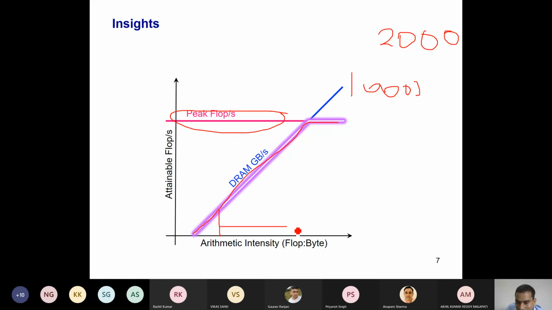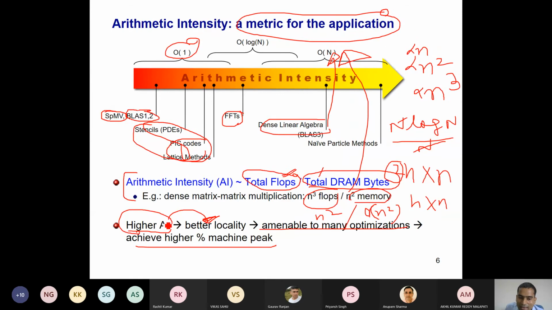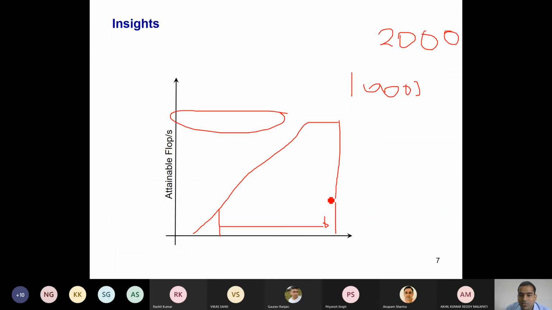But if my arithmetic intensity increases to here, then I'm no longer bound by the memory bandwidth. Now all the adders I'm fully utilizing, and I have achieved the 100% peak. That means whatever is the peak performance of this processor, I'm achieving that performance. That was what I said here. If your AI is higher, then you can achieve higher fraction of the machine peak performance. So that's the idea.